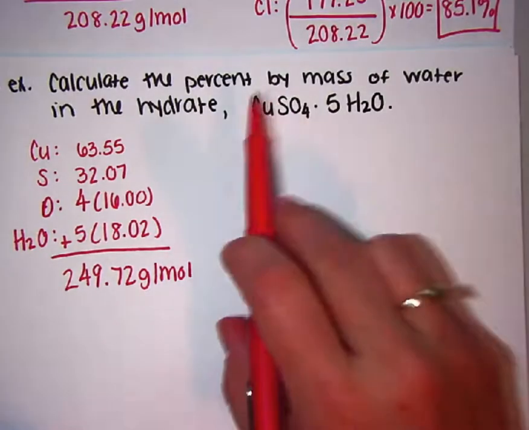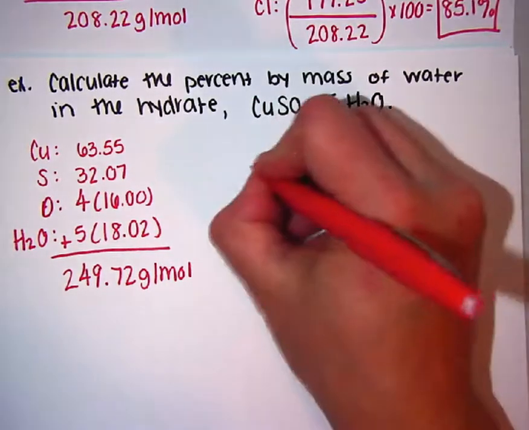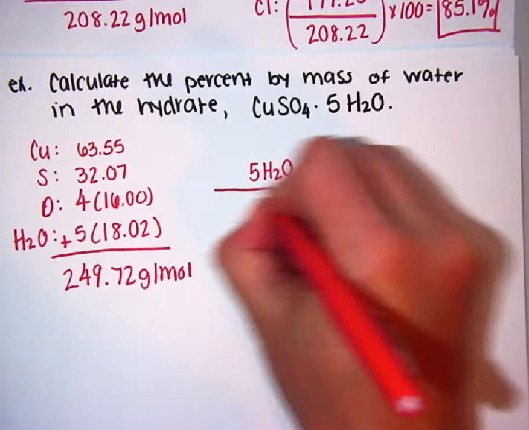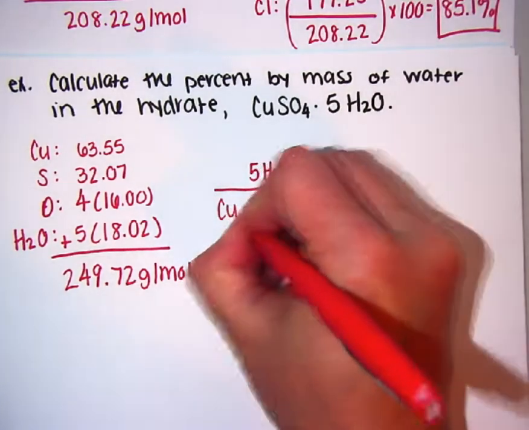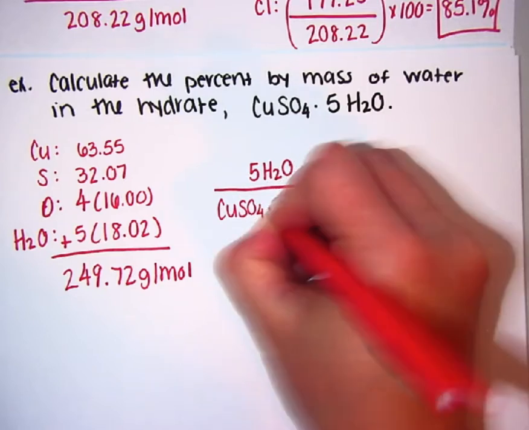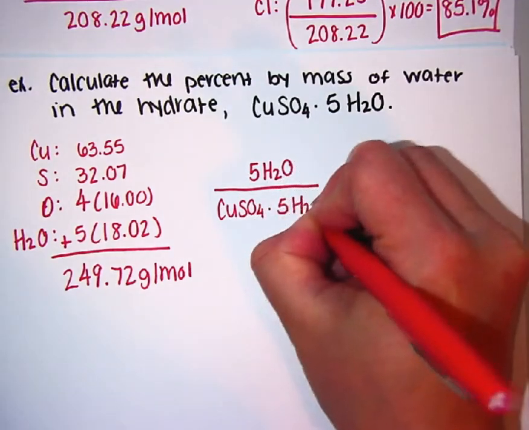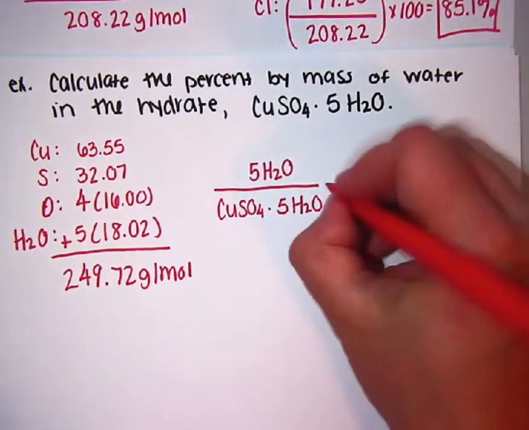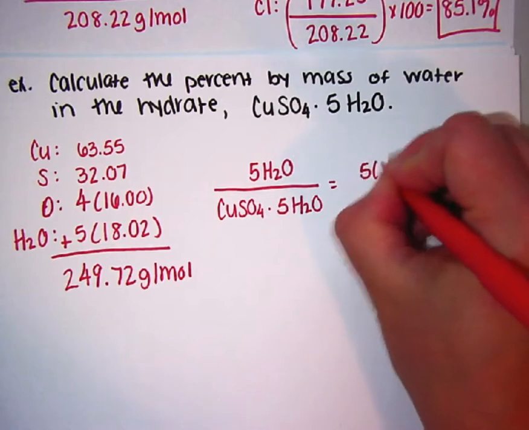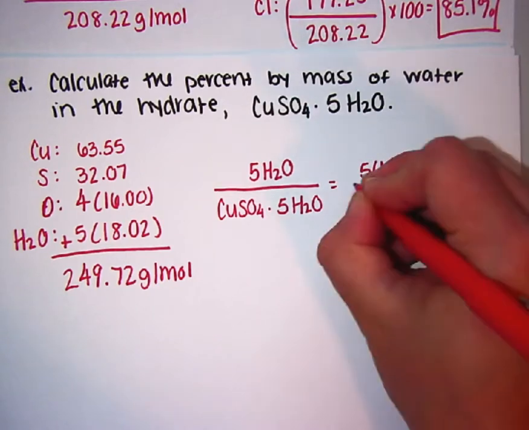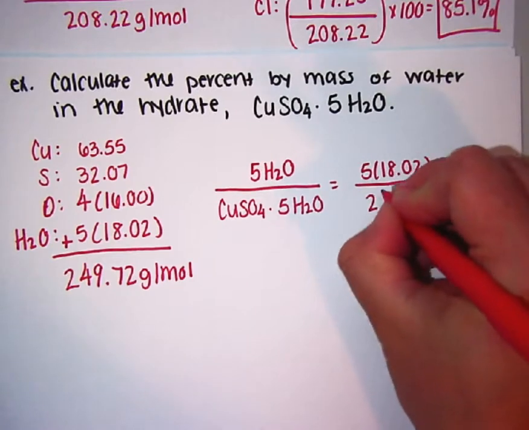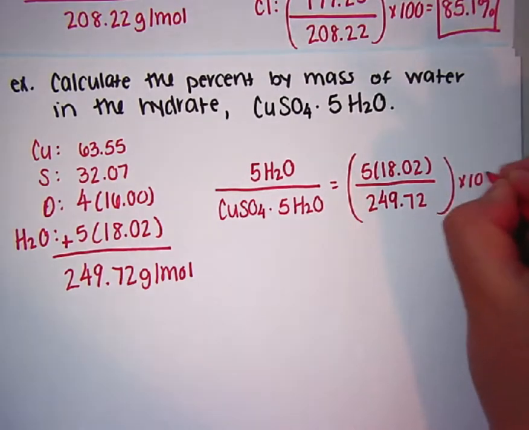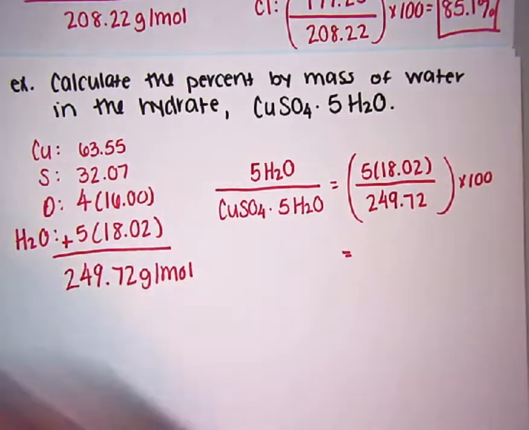So I want to know what percent by mass of this compound is water. So I'm going to take the mass of 5 times water, and I am going to divide it by the total mass of the hydrate. So it is the exact same process. Part divided by whole. We want to know the percent by mass of water, so we're going to take the mass of water and divide it by the total mass of the compound. And then multiply by 100 to get to percent form.